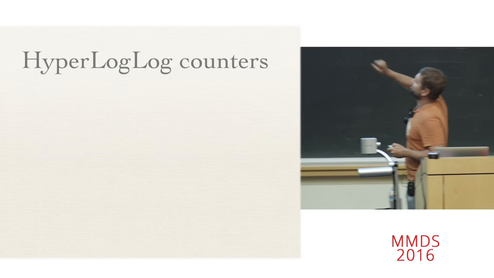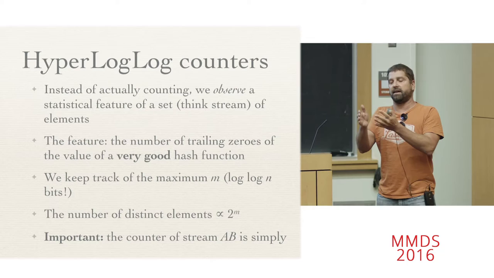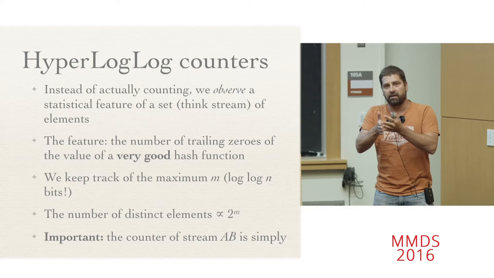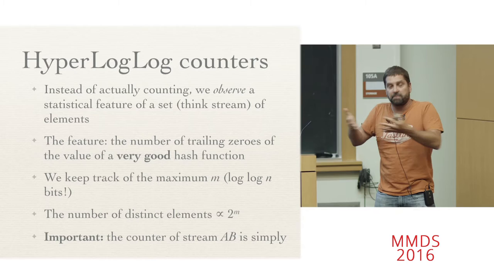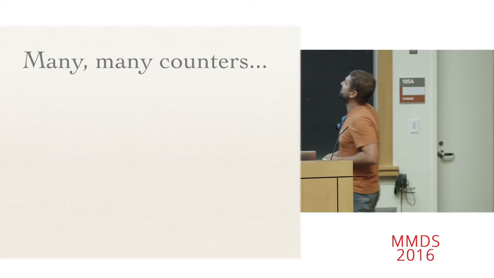What is the combination of two counters? It's just the maximum of the two values. So if I have a bunch of elements, and the longest strip of zeros I've ever seen is 5, and I have another bunch of elements, and the longest strip of zeros I've ever seen is 3, and I put them together, the longest strip of zeros I've seen in the whole set is 5. It's just the maximum. So it's very easy. It's not as simple as an OR. It's an arithmetical operation, but it's very, very easy to combine these counters.